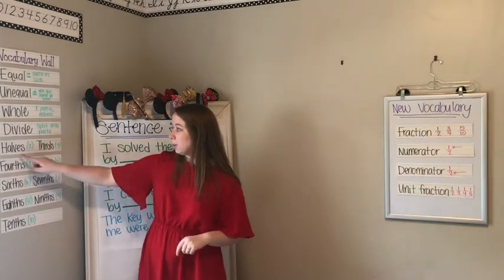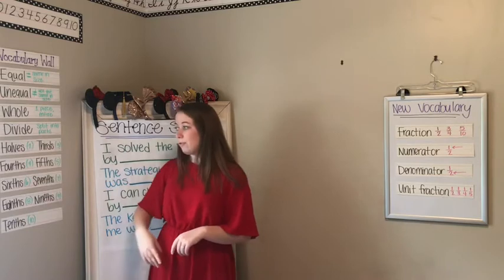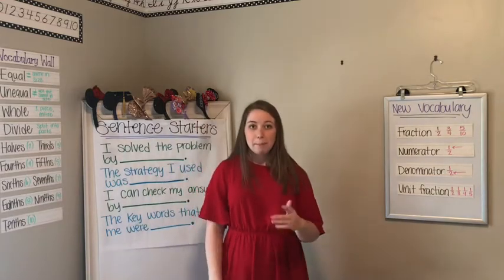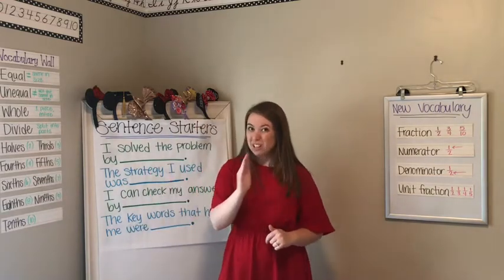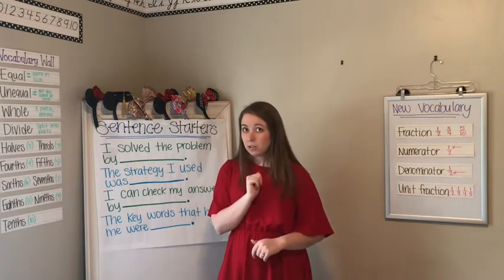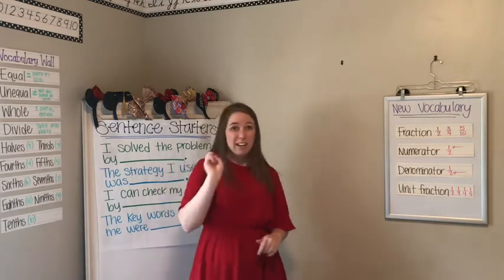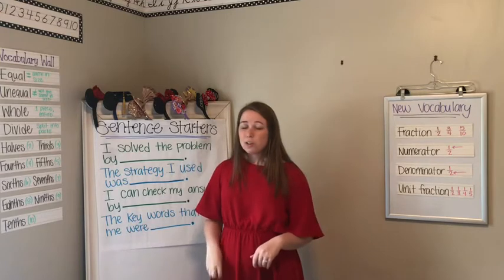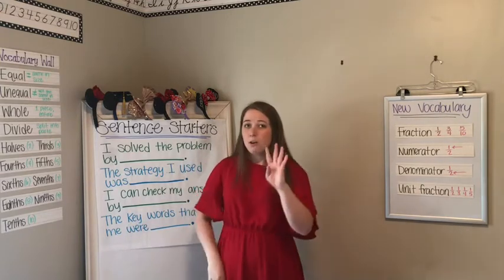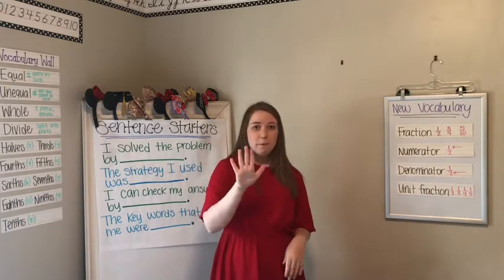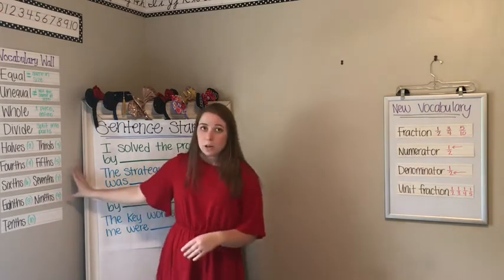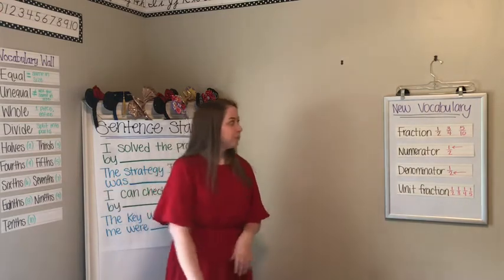All right, and then we learned about halves, thirds, fourths, fifths, you name it. And that basically tells us how many parts we divided that whole into. If we had halves, we divided it into 2 parts. Thirds, we divided it into 3, 4 for fourths, 5 for fifths, and so on. And you can look at this chart to help you remember.